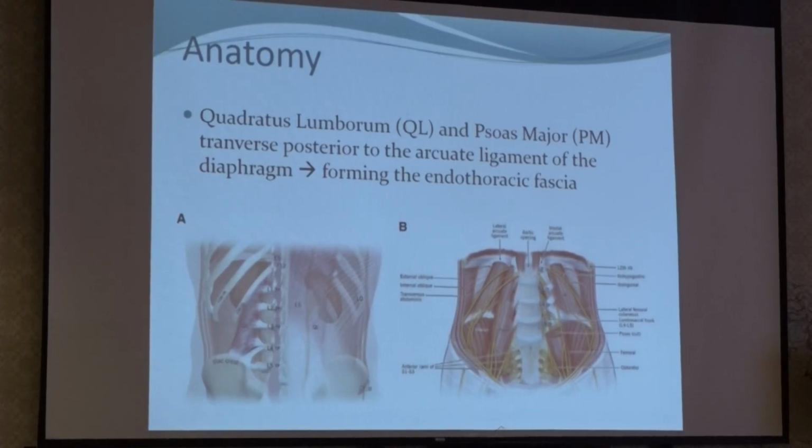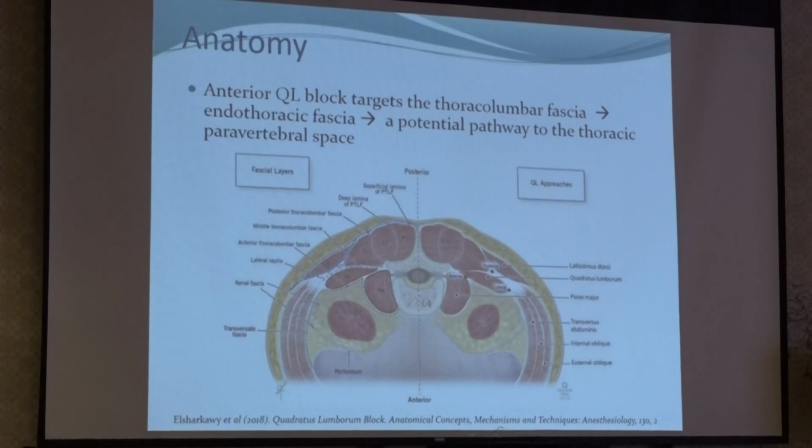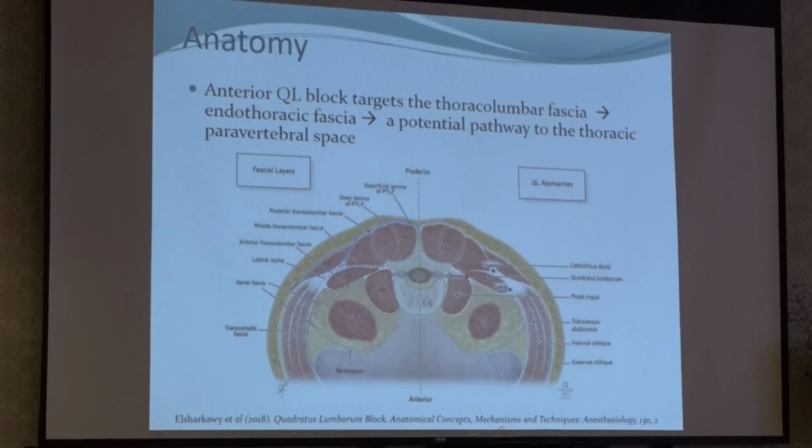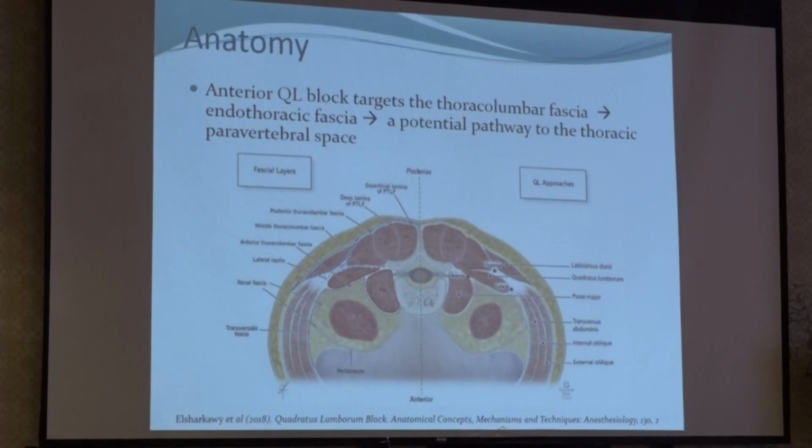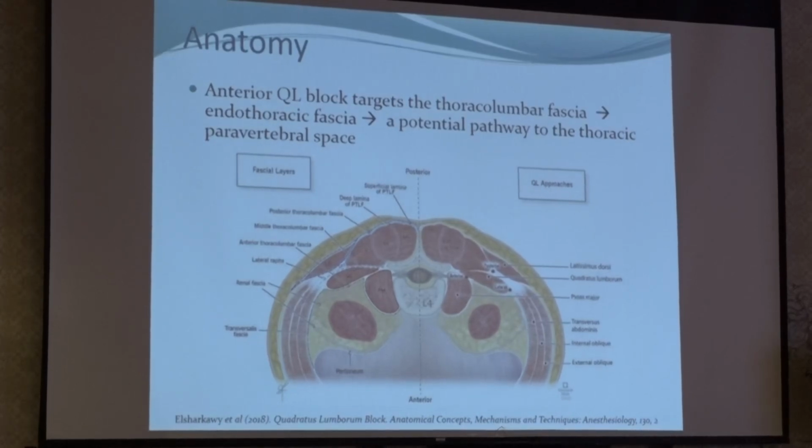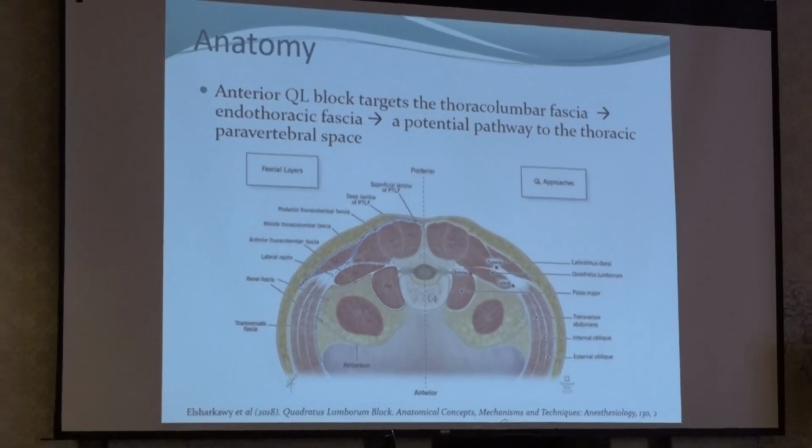You must also understand that this quadratus lumborum muscle is surrounded by the thoracolumbar fascia. This thoracolumbar fascia is a multi-layer fascia that contains all these abdominal nerves. So there are a few mechanisms. One is that when you do a quadratus lumborum block, you block the nerves to the anterior abdominal wall, plus there's also spread to the paravertebral space. But all these mechanisms depend on where you place your LA.